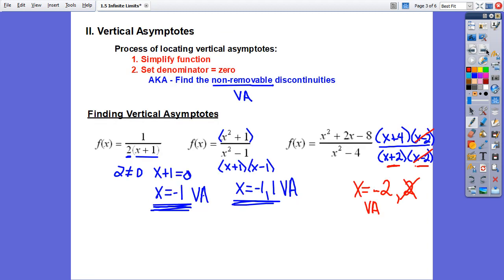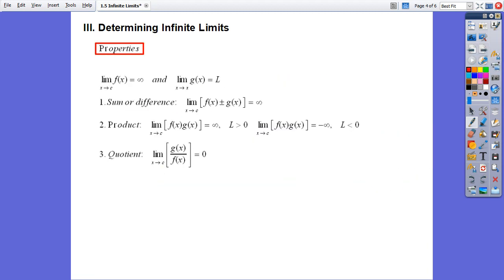Okay, so let's go ahead and look at determining infinite limits, and we're going to be doing it a little bit more analytically. There are some properties here we want to get in our notes and be comfortable with. Again, fairly intuitive. If we find the limit of f of x as x approaches c, and let's say we get positive infinity, and then we have another function g, and the limit of that is just L, some number L. This should be a c, not an x right there.